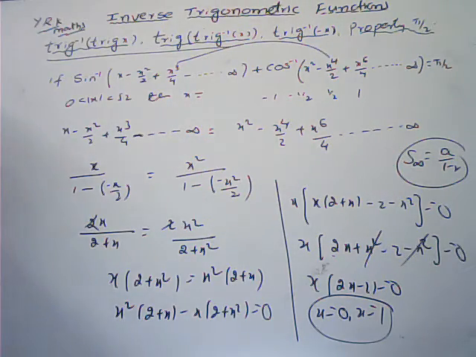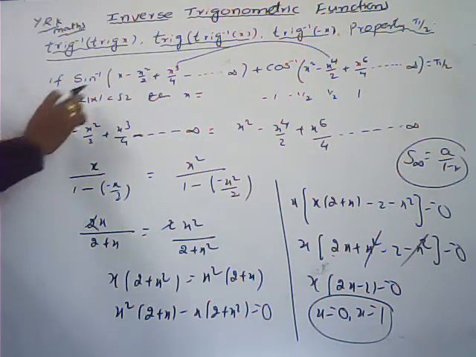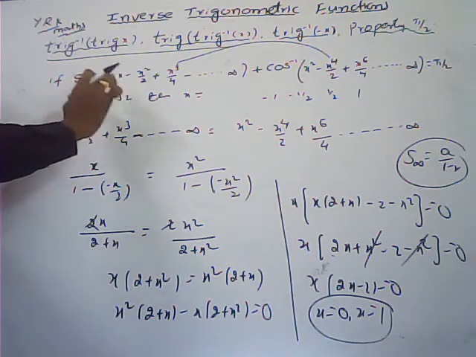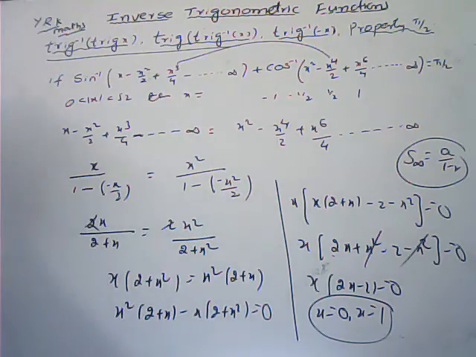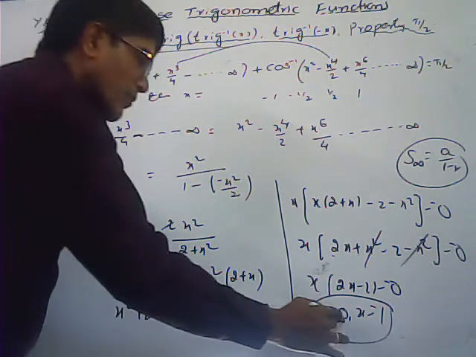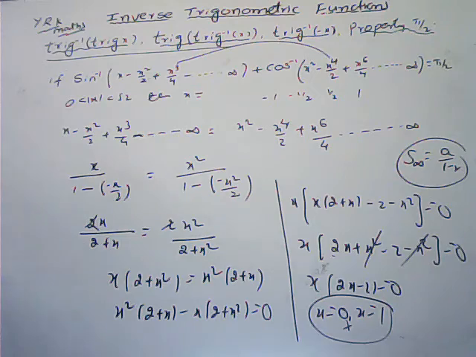By putting x equals 0, sin inverse 0 is 0 only, cos inverse 0 is pi by 2, so 0 does not satisfy. By putting 1, it satisfies. So x equals 1 is the value of x.